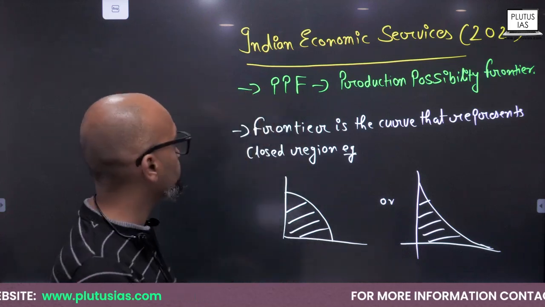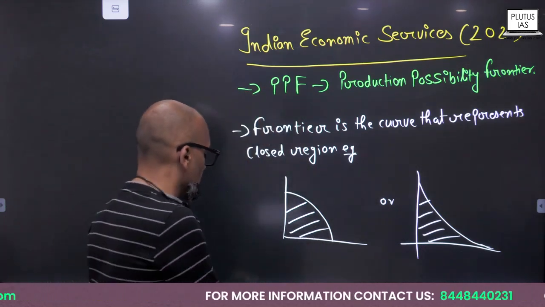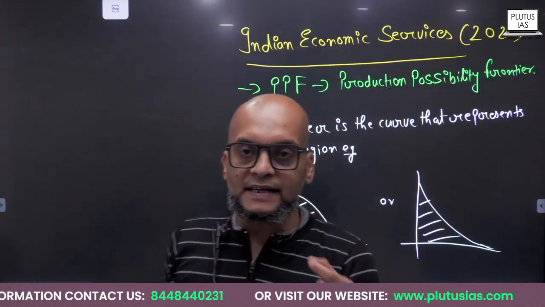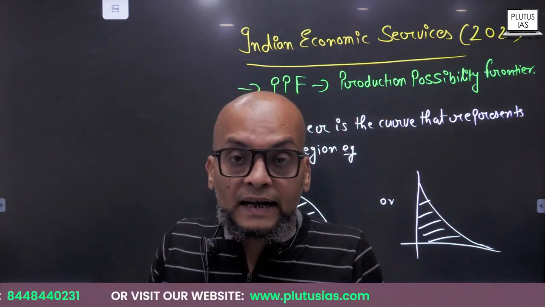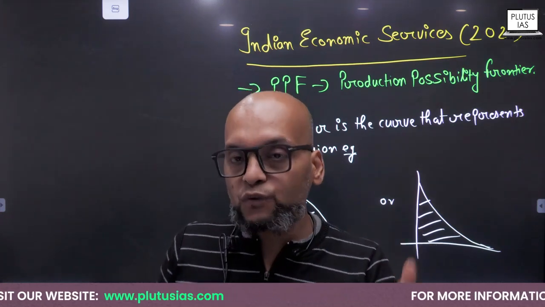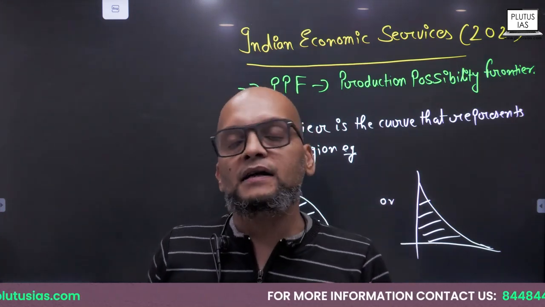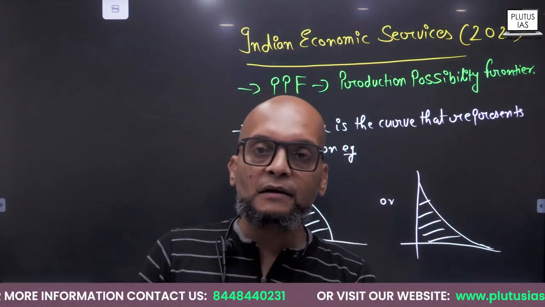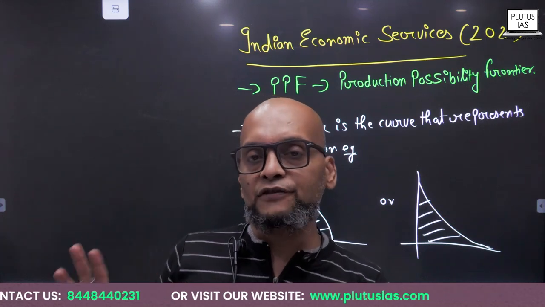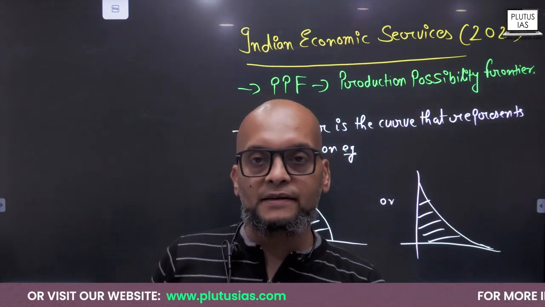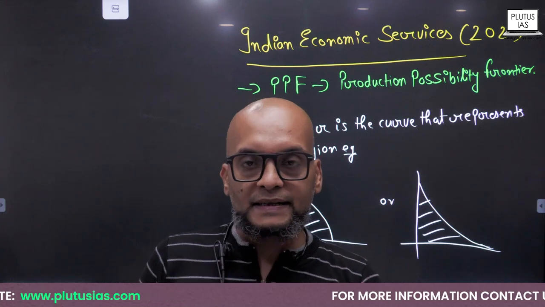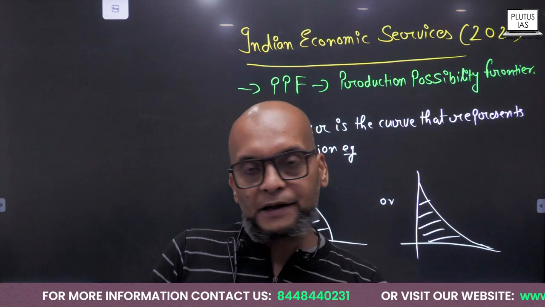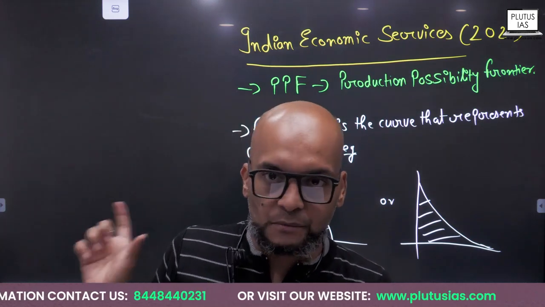So let's get started. As I told you, PPF means Production Possibility Frontier. It is going to tell us that in an economy, if we produce one good at some quantity, then how much another good can be produced. When we are talking about PPF, there are a few assumptions to keep in mind. First, we are assuming that in an economy only two goods are produced, good A and good B, and this is the most important assumption.